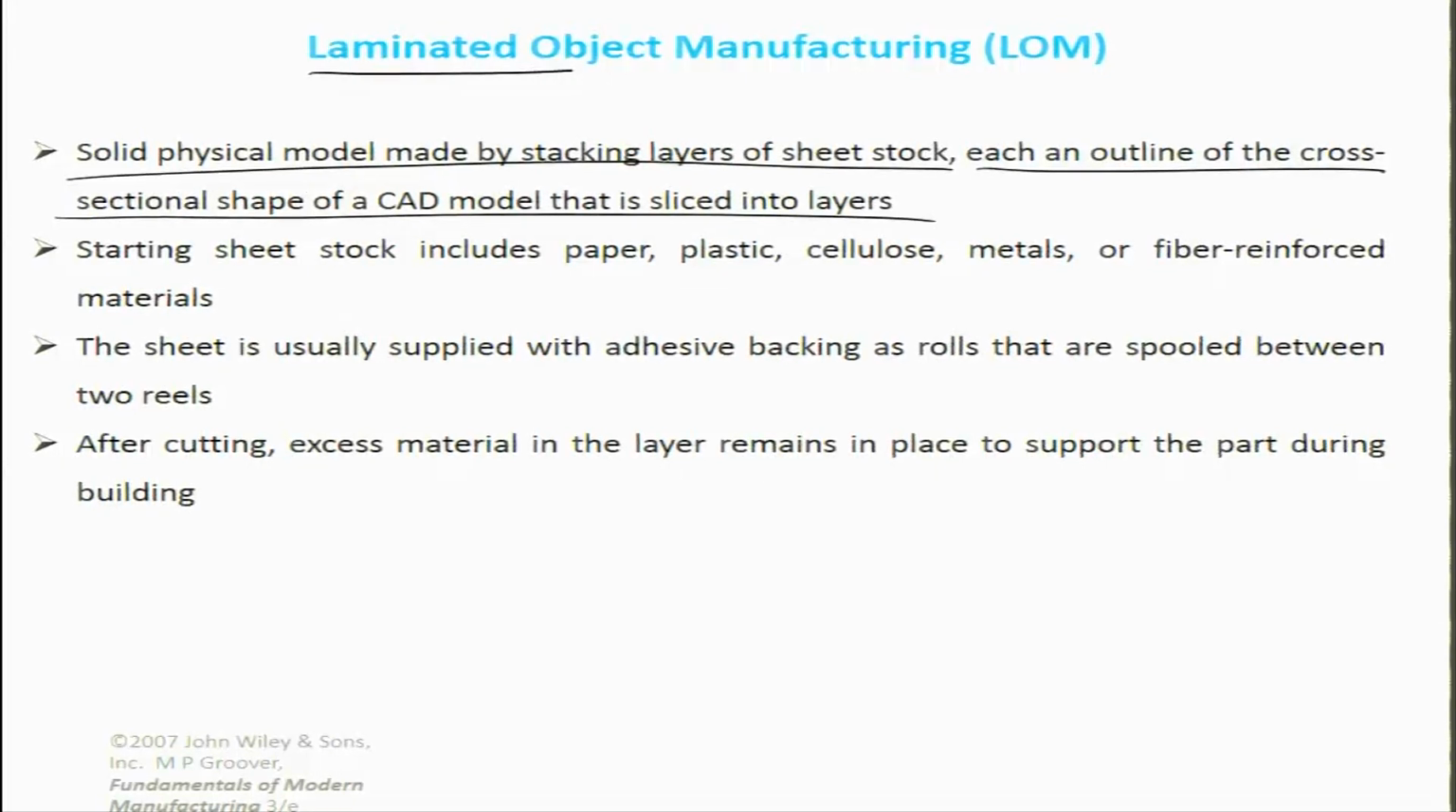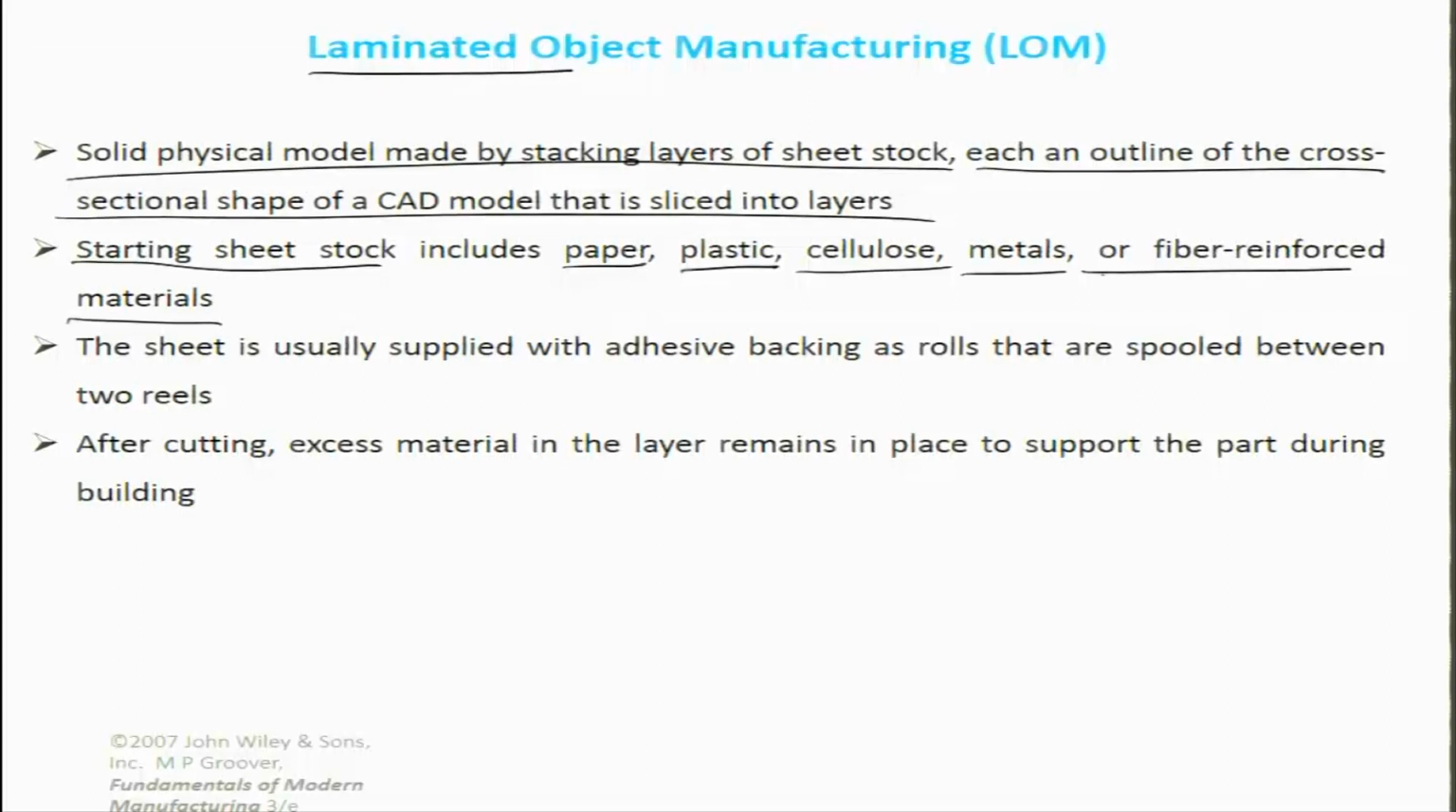The starting sheet stock may include materials like coated papers, paper coated with adhesive on both sides, for example. They could include plastics, cellulose, even metals, metal strips or fiber reinforced materials, provided they have ways and means to bond to each other, and they can be stacked up and get the requisite amount of strength that they should possess.